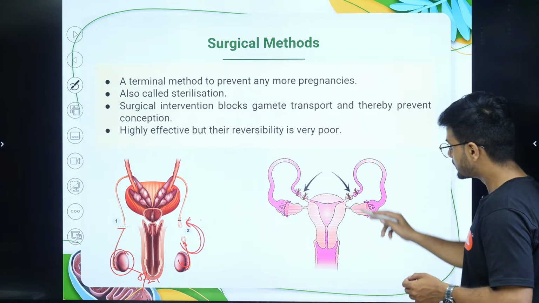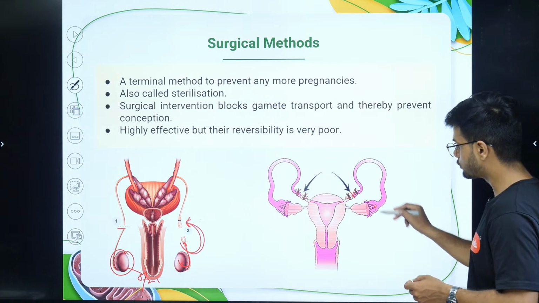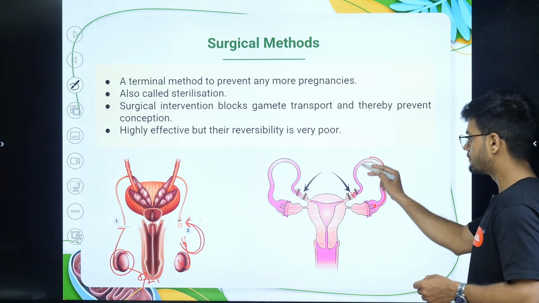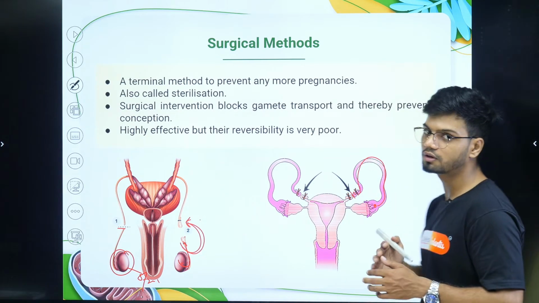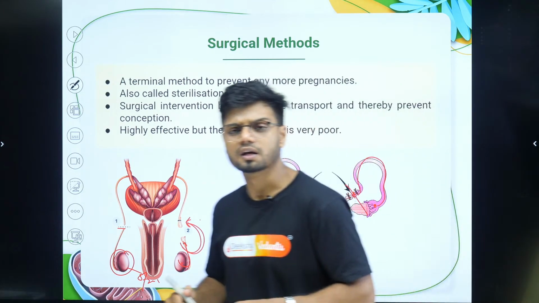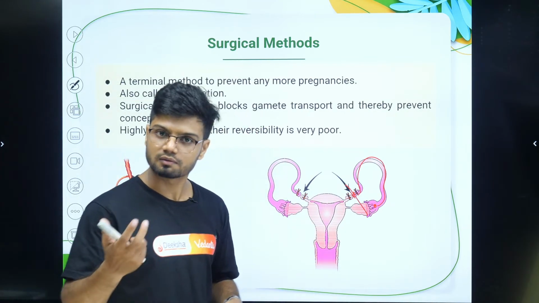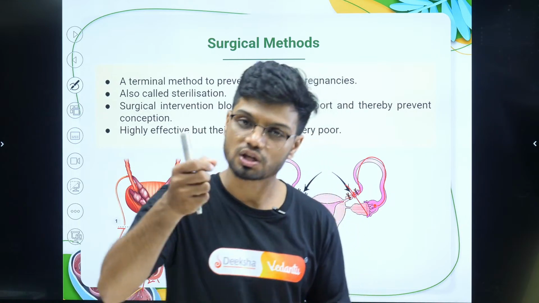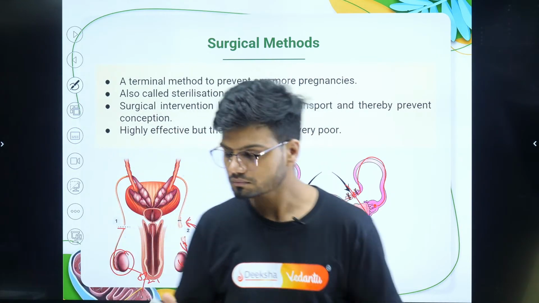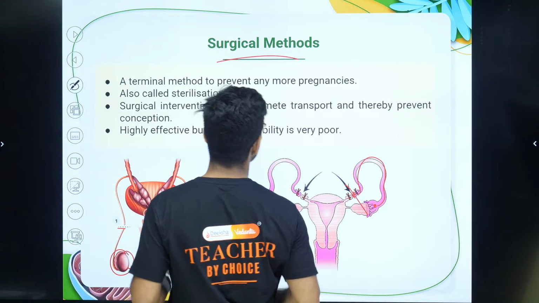In the case of females, the fallopian tube is cut and tied. So the ovum which is developing here, which is supposed to travel here, will be stopped here. The question: sir, if a female has undergone tubectomy, will she have menstruation? She will have menstruation. Will she produce egg? She will produce egg. Clear? That is surgical methods, tubectomy and vasectomy.